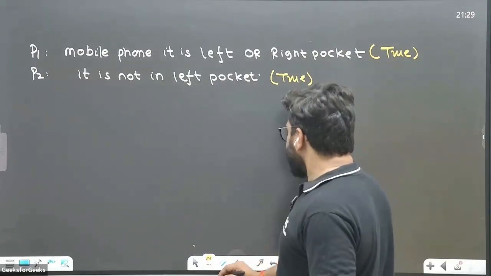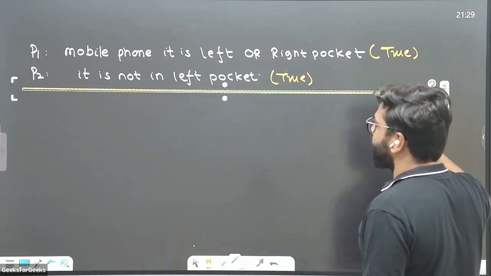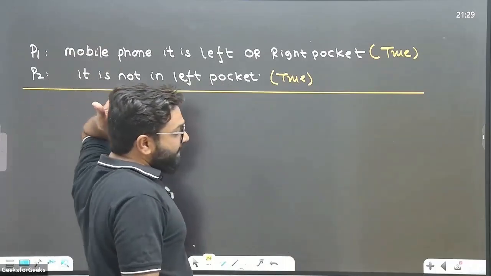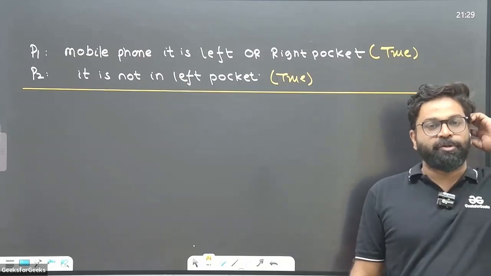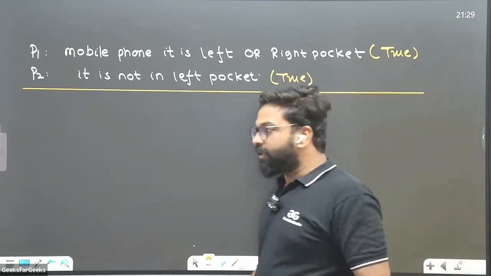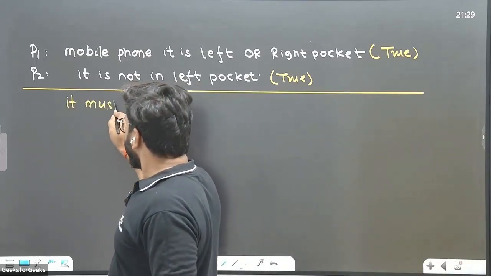So what should be your conclusion? Just forget about the mathematics. Just tell me in a simple manner. Suppose the mobile phone is in the left or right pocket, and the second premise, which is also true, says that it is not in the left pocket. What should be your opinion on this? Then 100% it must be in the right pocket.